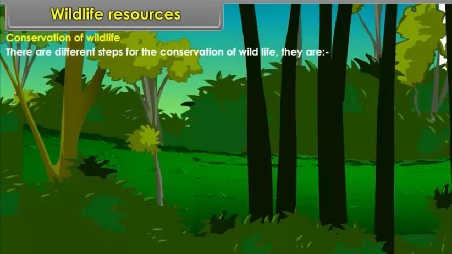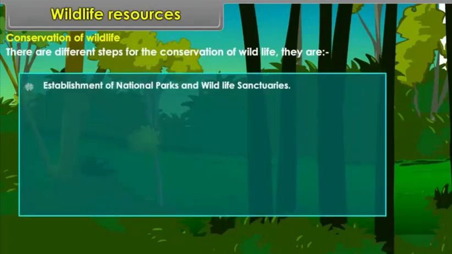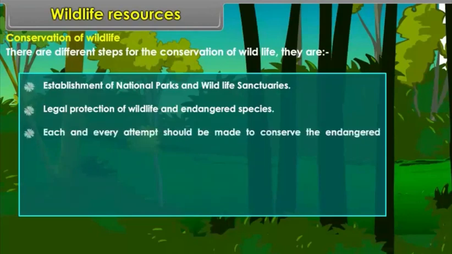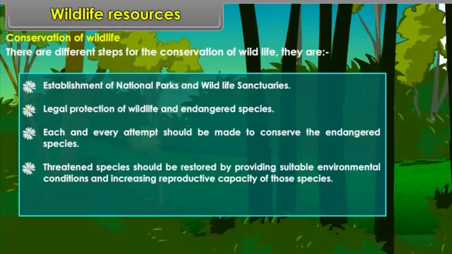They are establishment of national parks and wildlife sanctuaries, legal protection of wildlife and endangered species. Each and every attempt should be made to conserve the endangered species. Threatened species should be restored by providing suitable environmental conditions and increasing reproductive capacity of those species. Habitats should be safeguarded.